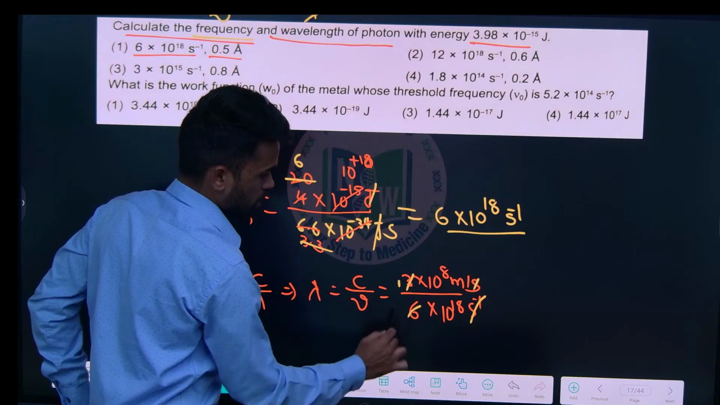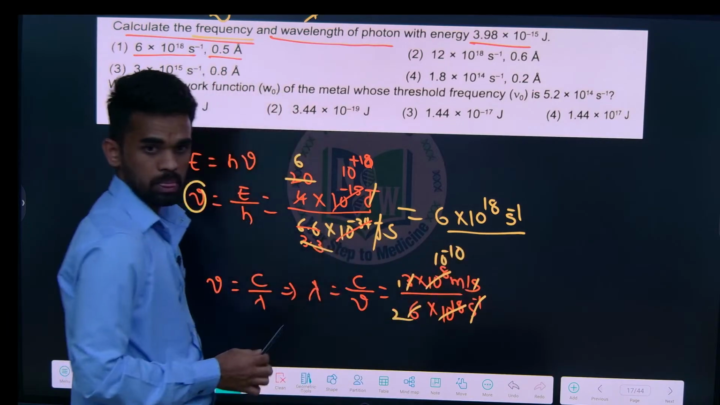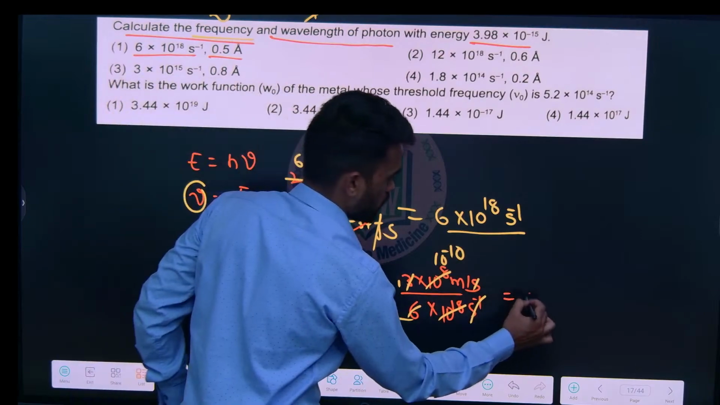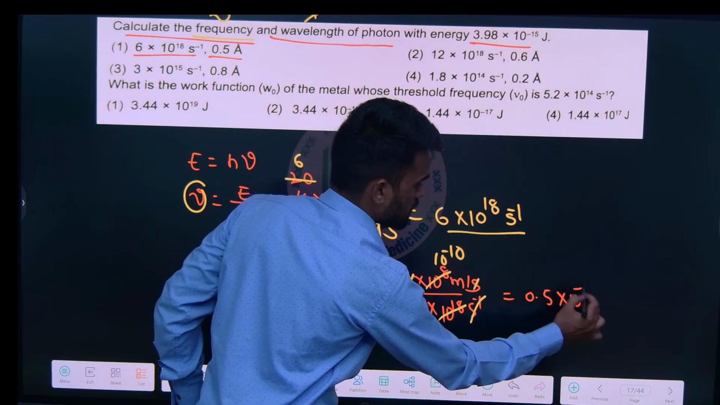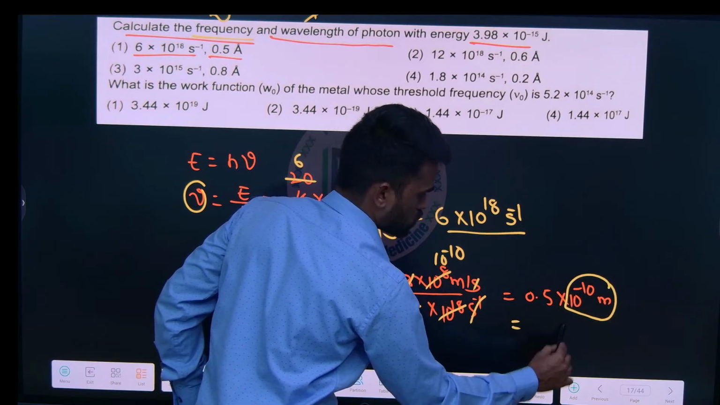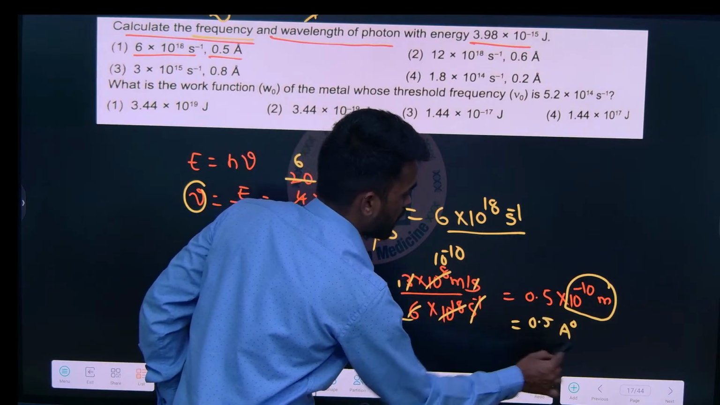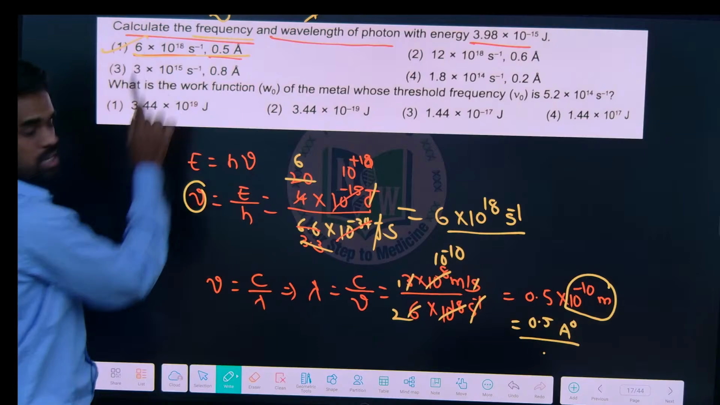So this will be 1 by 2. So this will be 10 power minus 10. Okay, so 1 by 2 means 0.5 into 10 power minus 10 meters we got. So 10 power minus 10 is nothing but angstrom. 1 angstrom equals 10 power minus 10 meter. So it is 0.5 angstrom. So the first option is your perfect answer for the discussion.